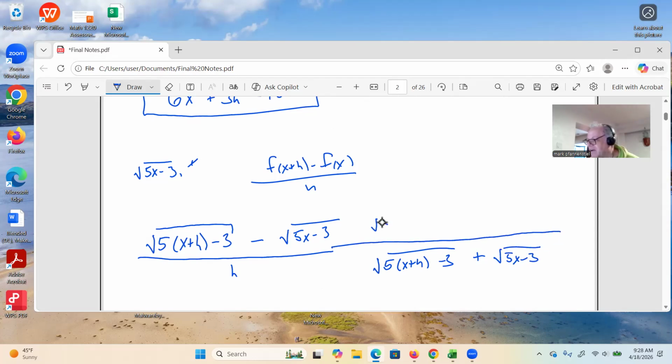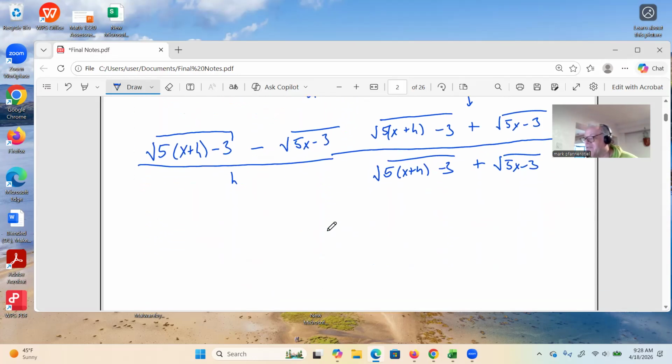So we have the square root of 5x plus h, but don't forget your parentheses, minus 3, plus the square root of 5x minus 3. Be very careful. I check these signs to make sure you've done it correctly. That's what I'm looking for to make sure this happens. So be careful when you're multiplying by what they call the conjugate in order to figure out what's going to happen here. What we have to do next is multiply these two terms together.